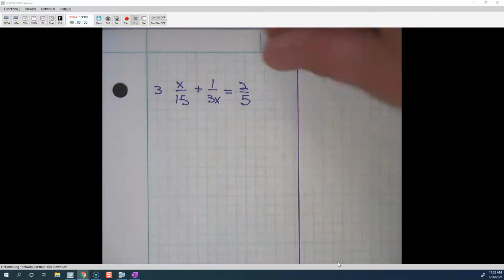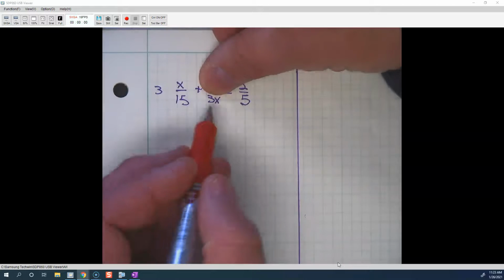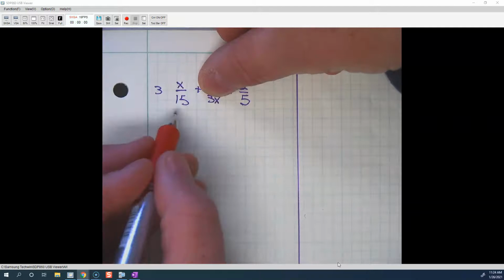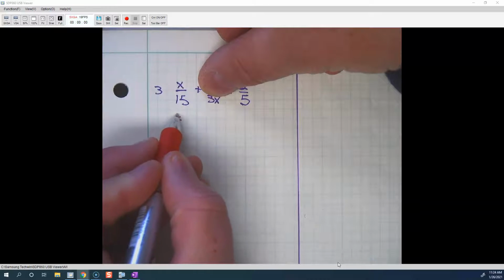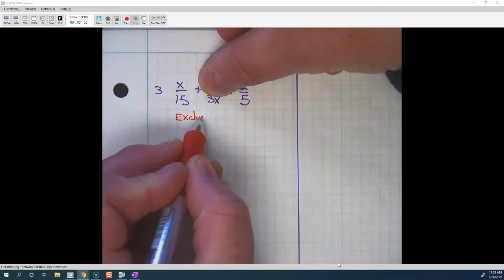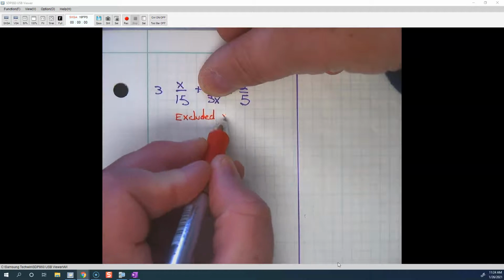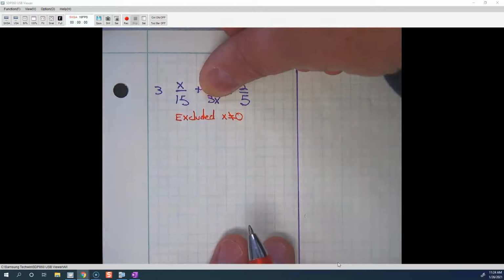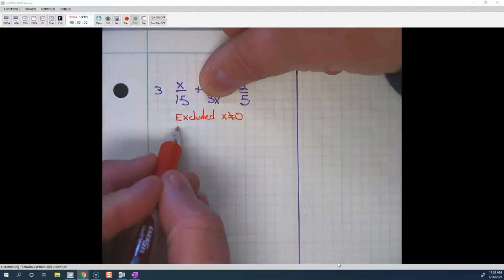So first, what are the excluded values? Just 0. That would make this denominator 0. So we know that x can't be 0; if we end up with a 0, we won't count it. Okay, now let's do the LCD.